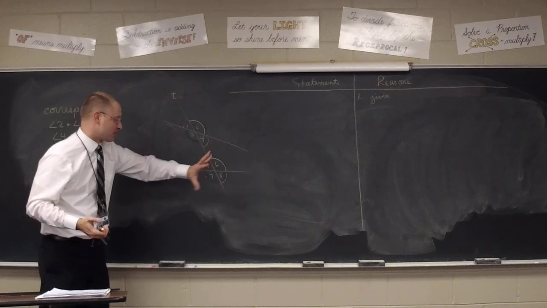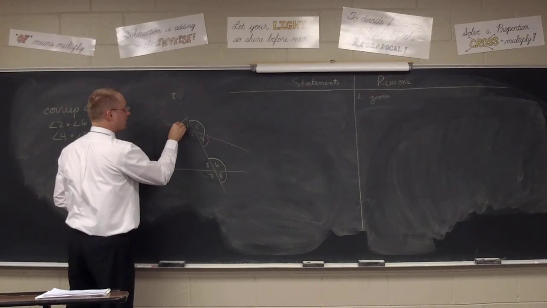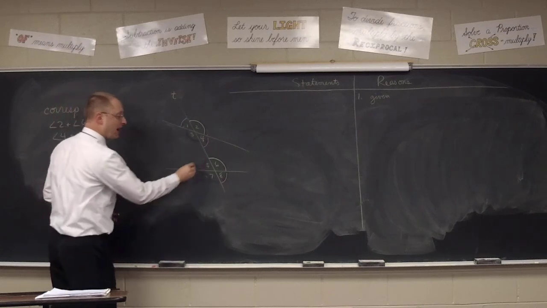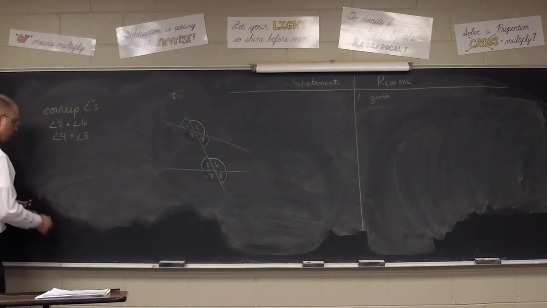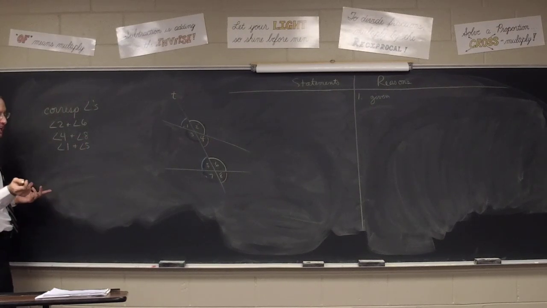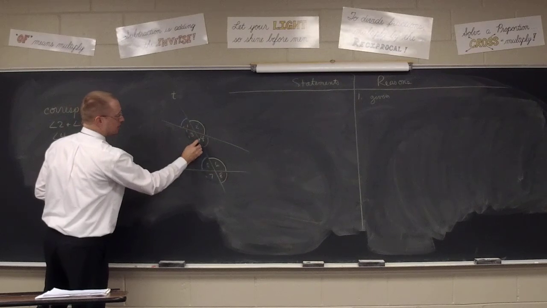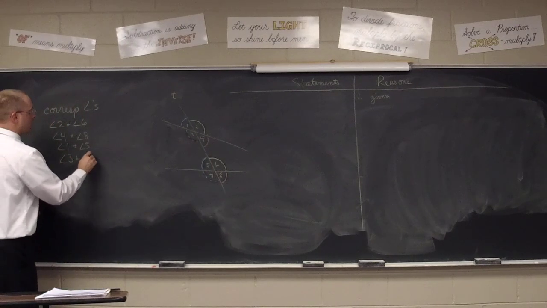These are northeast, those are southeast. What would be the corresponding angle to angle 1, class? Angle 5 is in that matching position, isn't it? So we could also say angle 1 and angle 5. And of course the last angles, class, 3 and 7, are going to be corresponding angles as well.